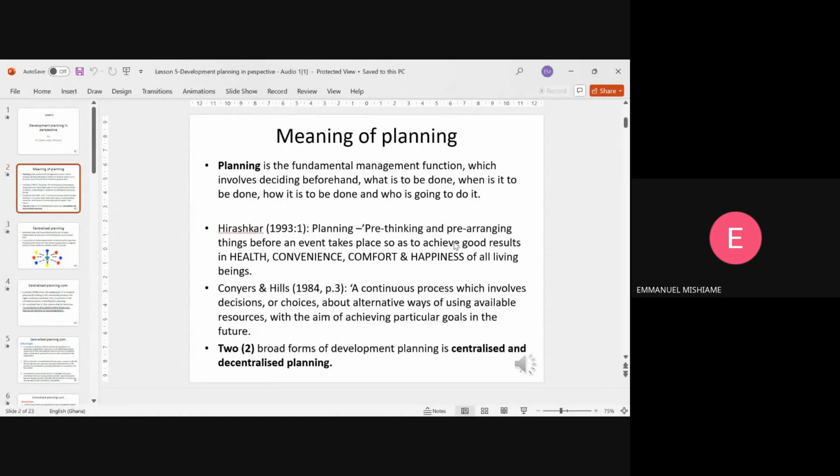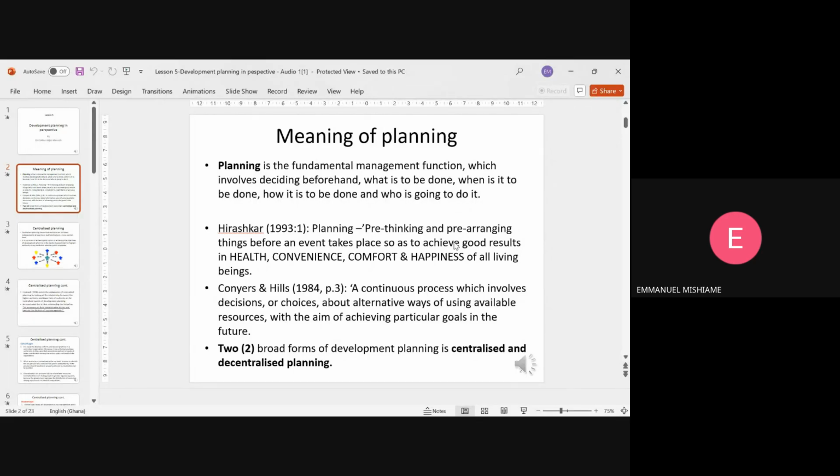Hirashka in 1933 defined planning as the pre-thinking and pre-arranging of things before an event takes place so as to achieve good results in health, convenience, comfort, and happiness of all living beings. So it also carries the same concept, doing things beforehand, pre-thinking. You decide ahead of time, you arrange ahead of time before something takes place.